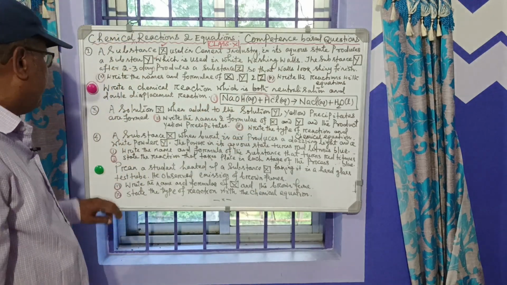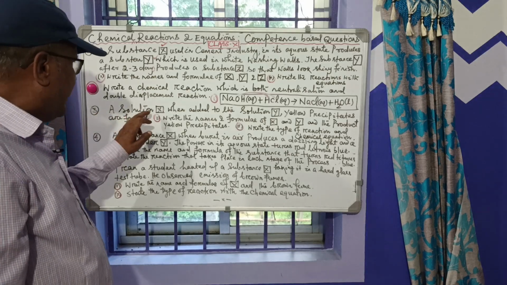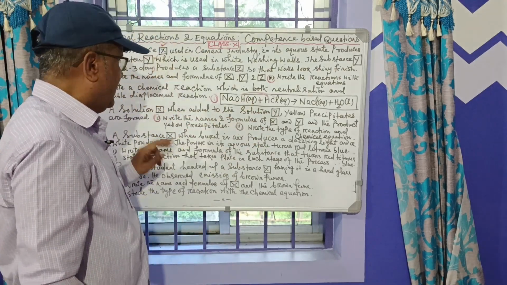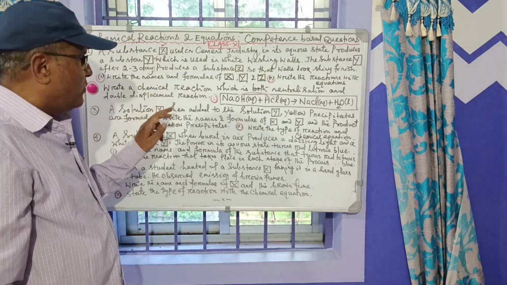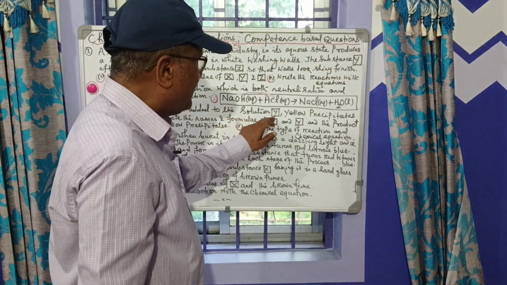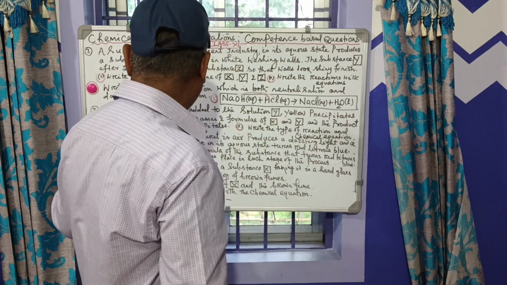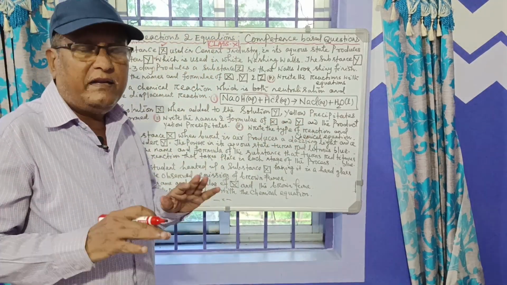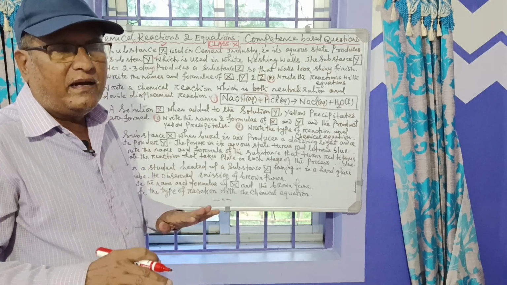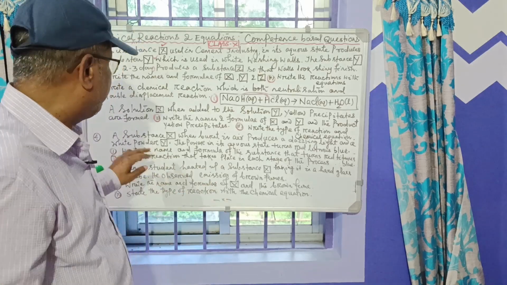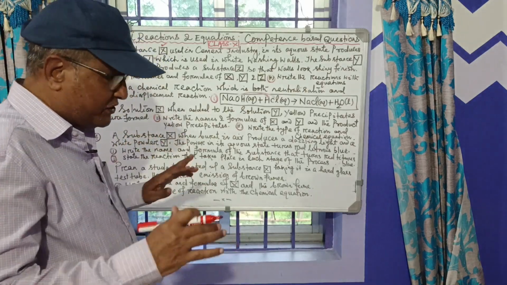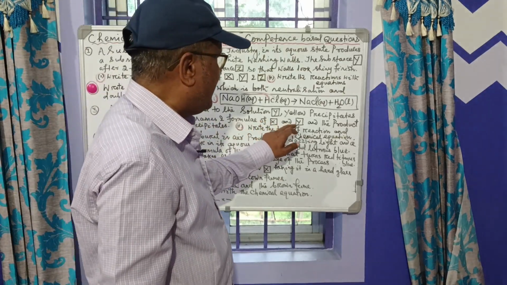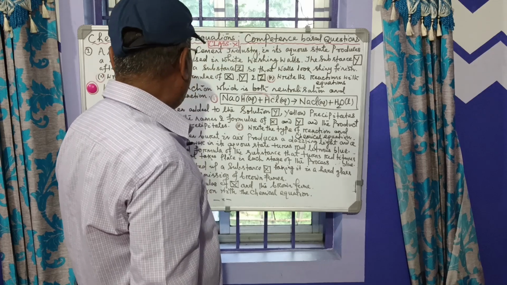So come to number 3. A solution X when added to the solution Y, yellow precipitates are formed. This is given in an activity and that has been given in your textbook. Write the question bit 1, write the names and formulae of X and Y and the product yellow precipitate.